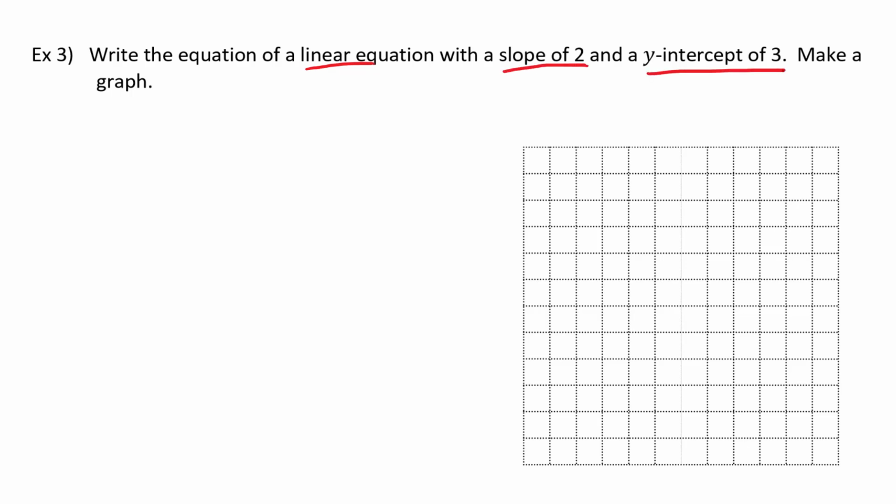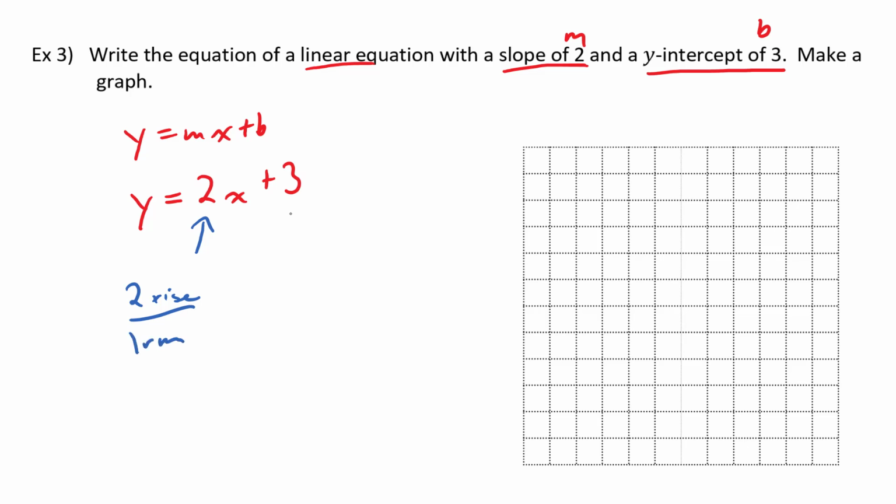Make a graph. Y equals mx plus b. This one's pretty easy. Our slope is 2 and our y-intercept is 3. So it's already given to you. Y equals 2x plus 3. Very simple. Again, this is our slope, 2 rise over 1 run, and this is my y-intercept. It has a coordinate 0, positive 3. Let's now graph it.